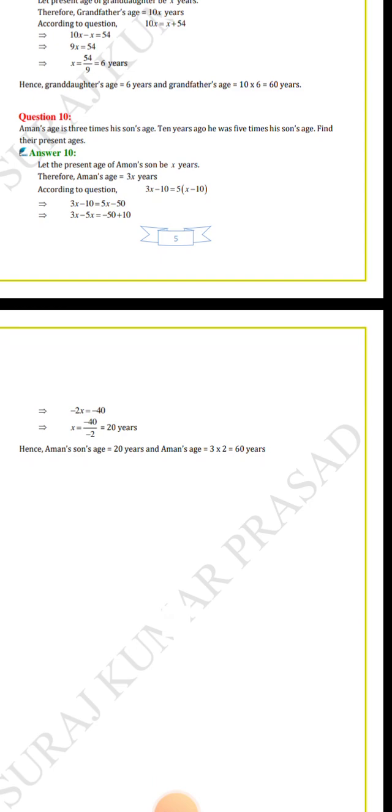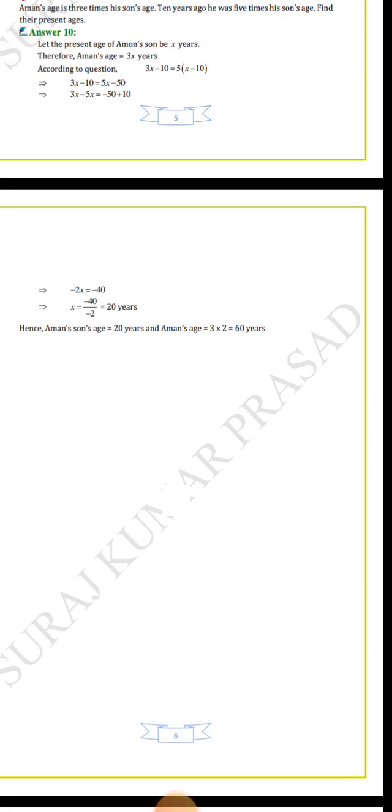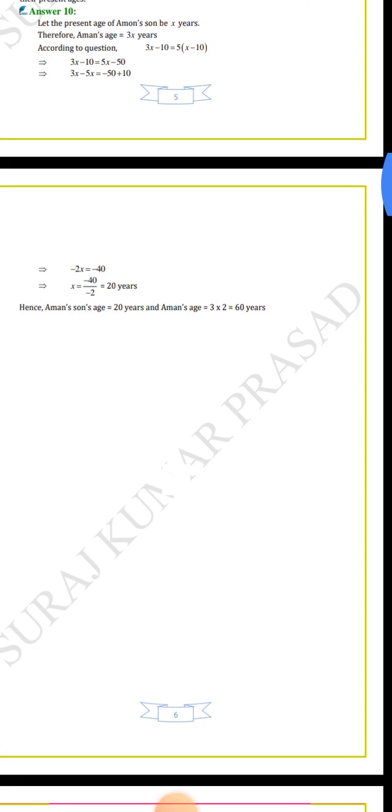According to the question, 3x minus 10 equals 5 of x minus 10. Then 3x minus 10 equals 5x minus 50. We can get 3x minus 5x equals minus 50 plus 10. We can get minus 2x equals minus 40, and then x equals minus 40 by minus 2. Minus gets cancelled and 40 by 2 we can get x equals 20 years. Hence Aman's son's age is 20 years and Aman's age is 3 into 20, 60 years.